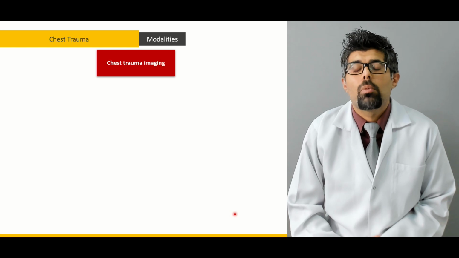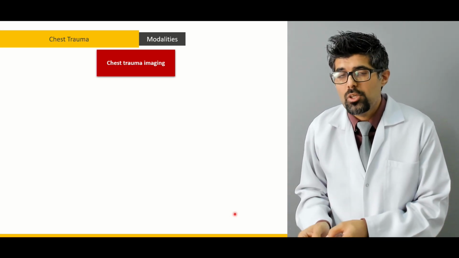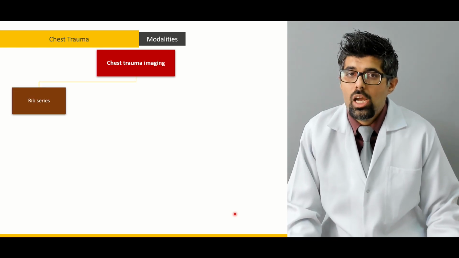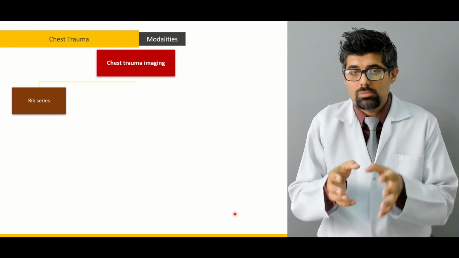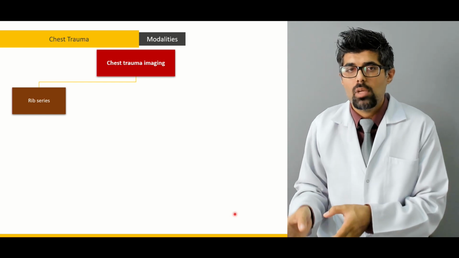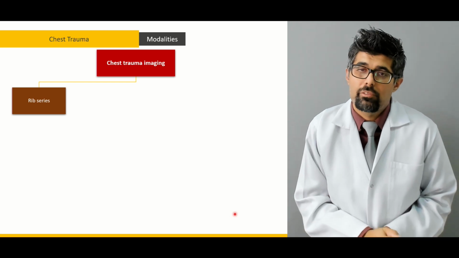During the chest trauma, the most common damage that we see is a rib fracture. And for rib fractures, what we do is simple chest x-rays, but in a series. And also we take into account the site of the fracture.